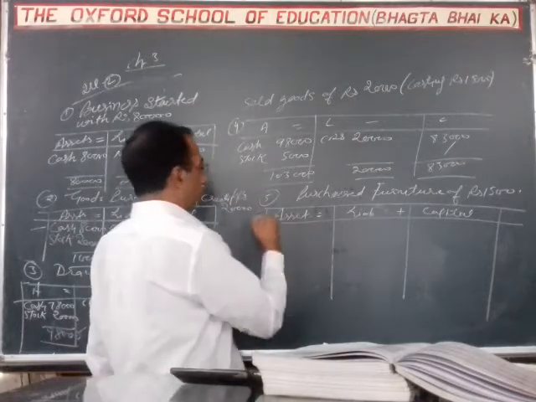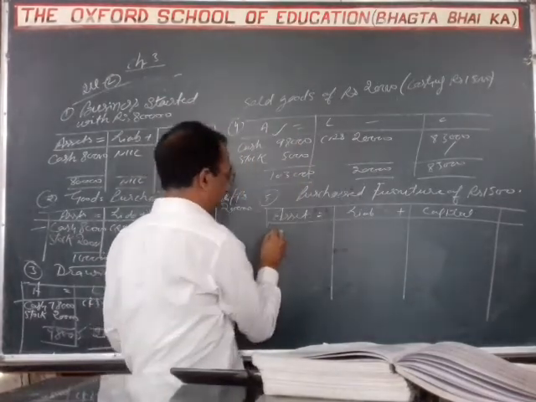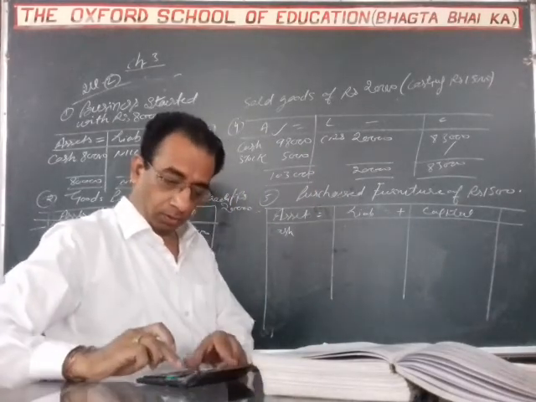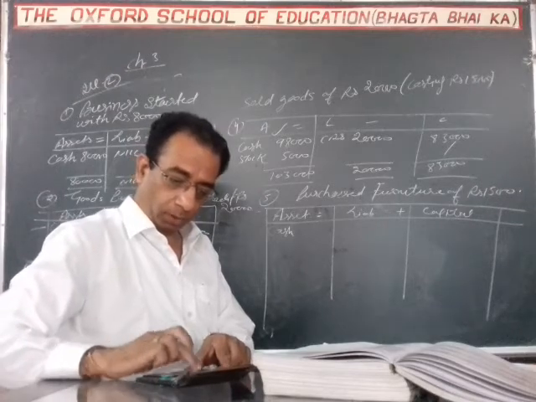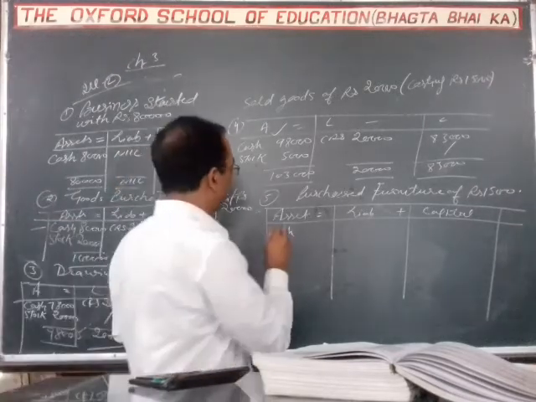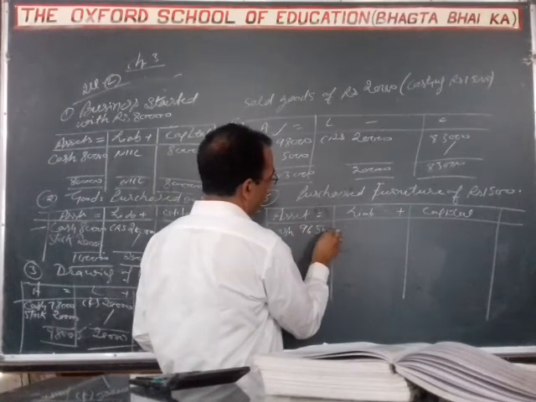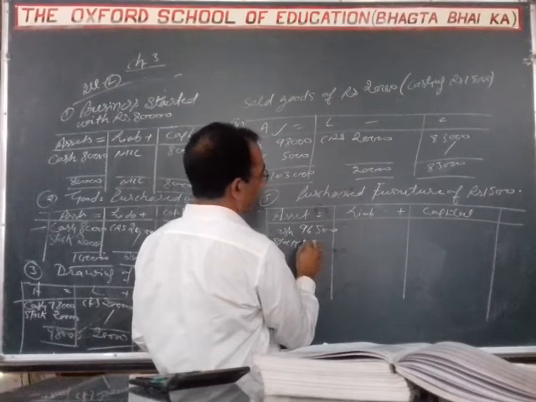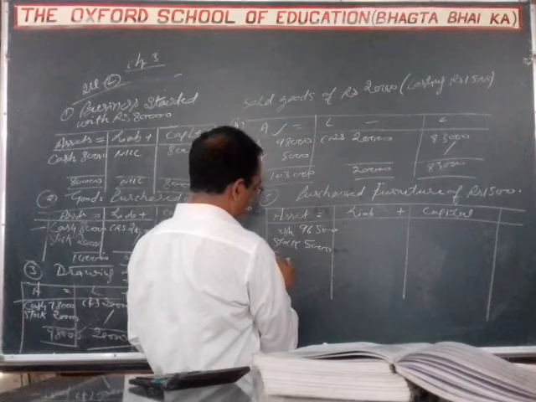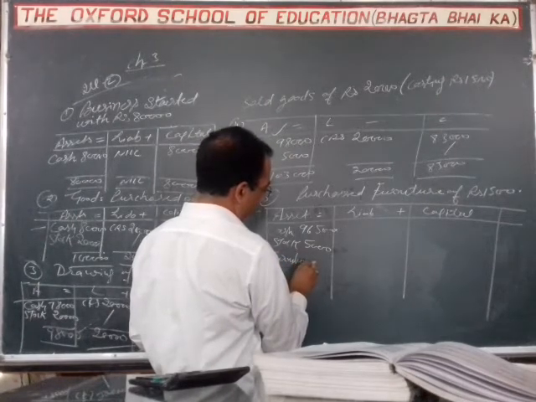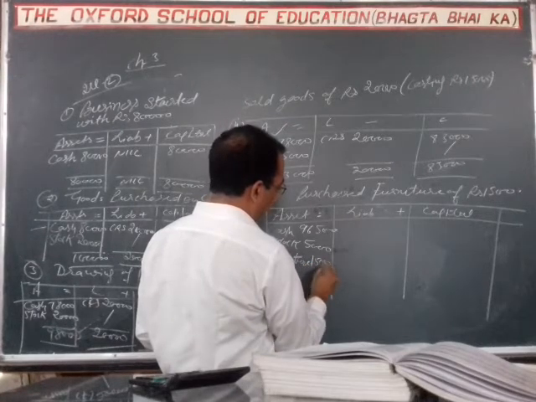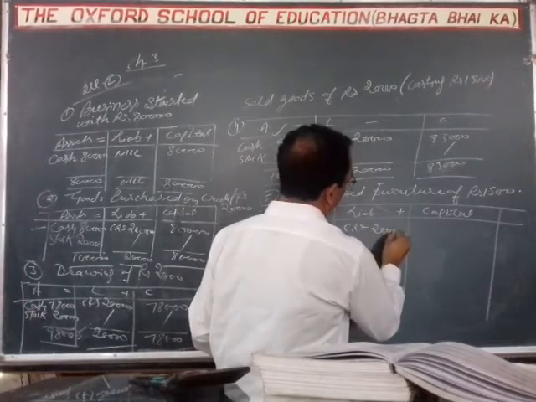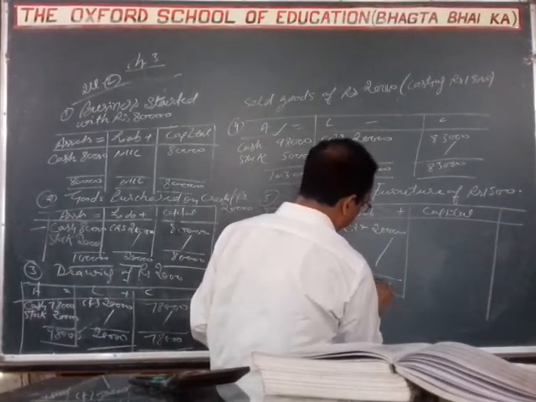So the last cash is 98,000. 98,000 minus 1,500 means the remaining cash is 96,500. Right? Now stock is 5,000 and furniture comes to us, 1,500. Now creditor is 20,000. There is no change in creditor.